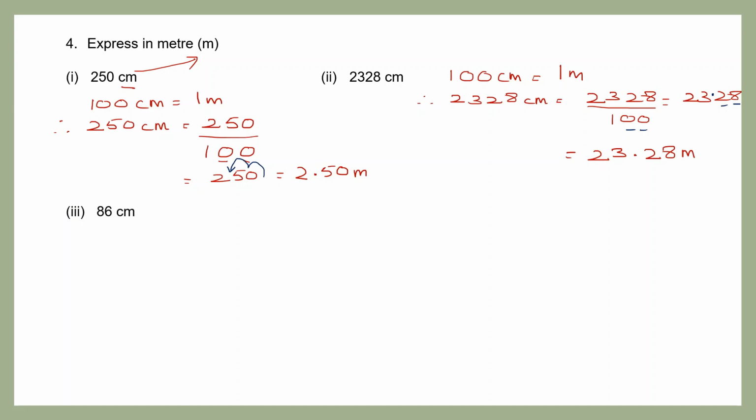Question 3. Convert 86 centimeters into meters. So 100 centimeters make 1 meter.